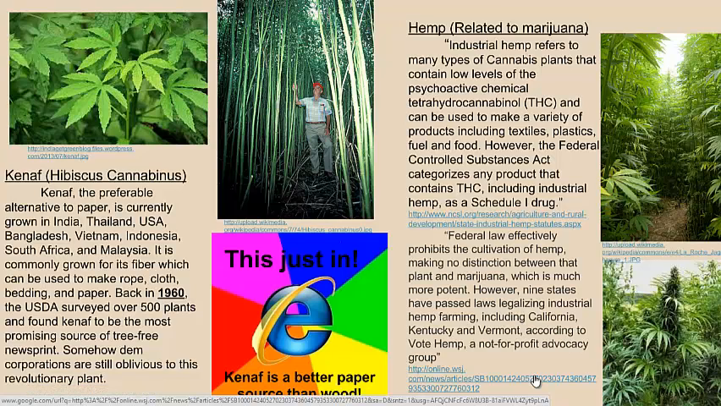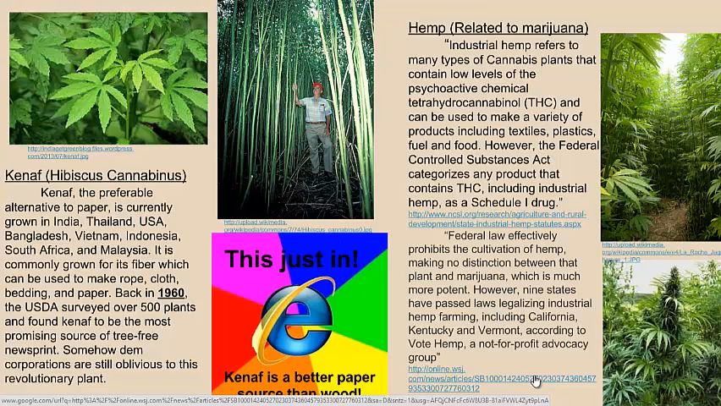Kenaf is grown in India, Thailand, USA, Bangladesh, Vietnam, Indonesia, South Africa, and Malaysia. It is grown for its fiber, which can be used to make a lot of things, including rope, cloth, bedding, and paper. Back in 1960, the USDA surveyed over 500 plants and found kenaf to be the most promising source of tree-free newsprint. And still today, a lot of corporations are unaware of this, and they could be making business off of kenaf.